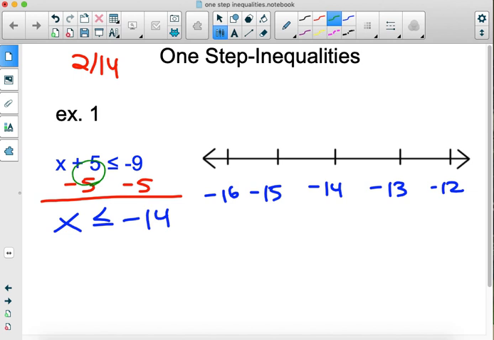Is this open or closed on negative 14? Let's go with Chai. Does open mean that number counts or doesn't count? It doesn't count. But listen to it. X is less than 4. X is less than or equal to 14. So if you can equal negative 14, we want to close it, right? Whenever you see this line underneath, think closed circle.